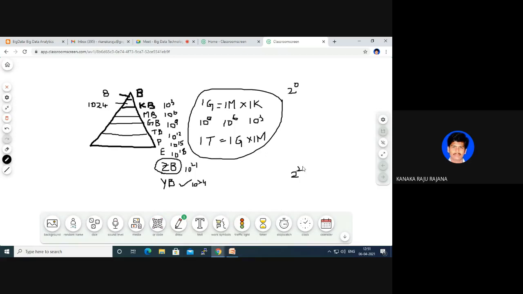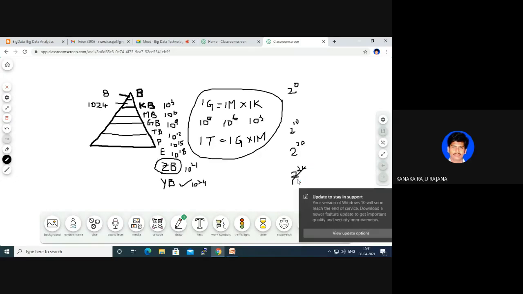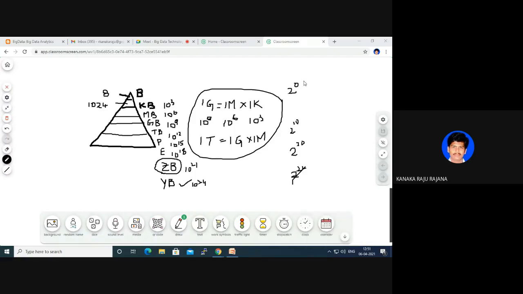If anyone asks you what is the value of 2 power 10, immediately you need to say 2 power 10 is nothing but 1024. If anyone asks what is the value of 2 power 20, the answer is 1048576. You can cross check it. If it is 2 to the power of 24, the answer is 16,777,216. So you need to be aware of these powers at least, which we are supposed to learn in the first year itself.